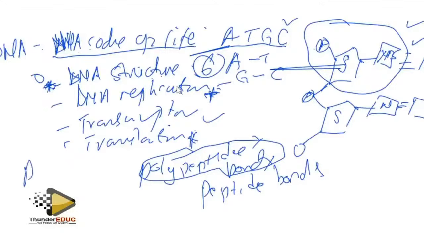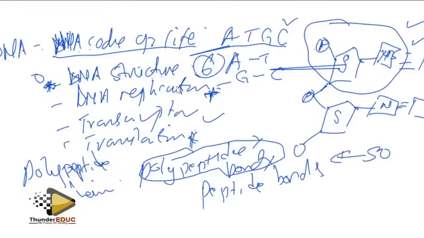Another mistake students make is to call a polypeptide chain a protein. It is only a polypeptide chain if it is less than 50 amino acids. 50 amino acids and above, we call them protein. It's only a protein when it's 50 amino acids and above. I hope you are getting it right.